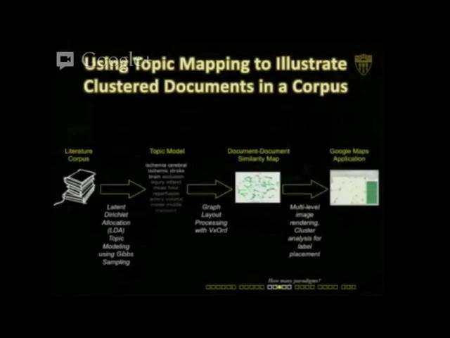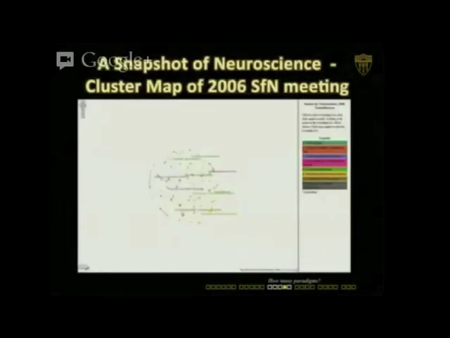And this is actually quite old work. We did this back in 2007. This is a cluster map of the 2006 Society for Neuroscience meeting, which is kind of interesting semantically as well. This is a conference that about 30,000 different scientists come to every year. It is the primary main conference for neuroscientists across the world. And in a way, it's kind of like a snapshot of the state of the art at that point, which is kind of interesting.